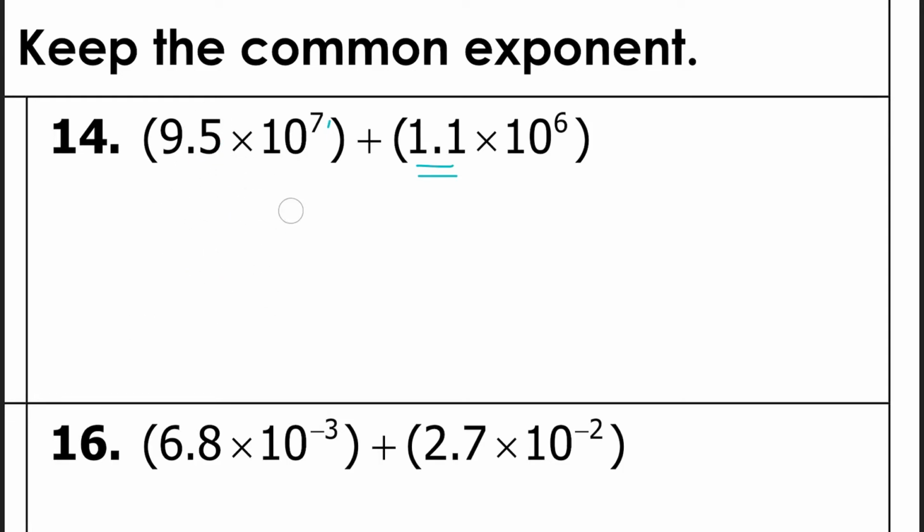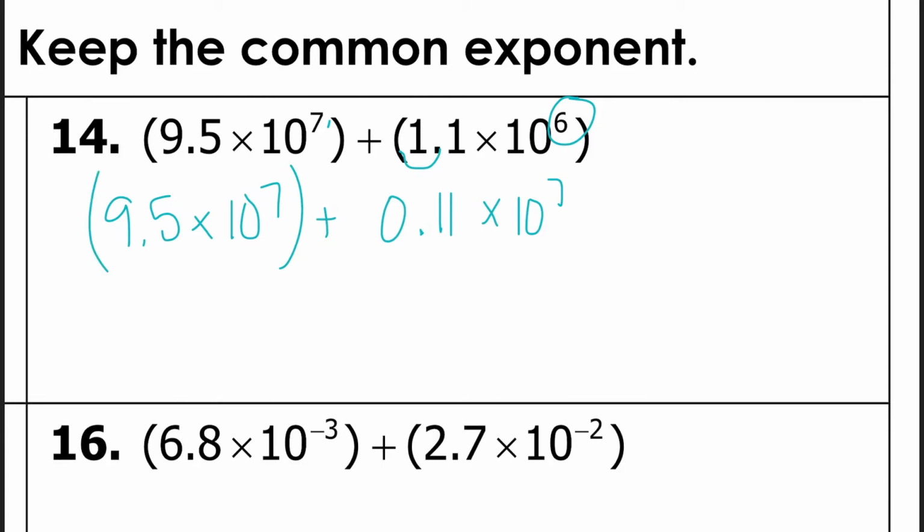So what if I changed it the other way? What if I kept the 7 and I changed this one? If I changed this to 10 to the 7th, that would be adding, right? Left add, right subtract, left add. That means I would move this 1 to the left, left add, so 0.11. So now if I take 9.5 and add 0.11, I get 9.61. And this is already in proper form. And I can keep this one.